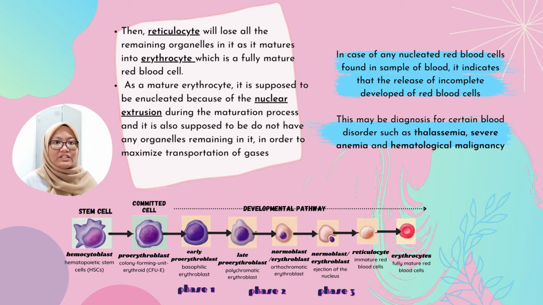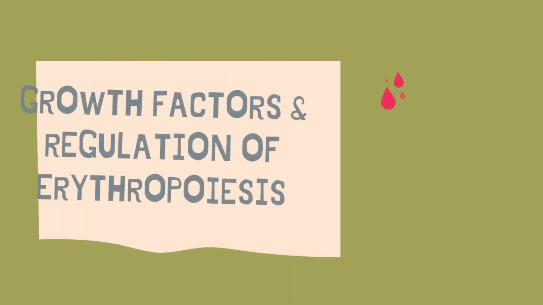However, if any nucleated red blood cells are found in a blood sample, it indicates the release of incomplete development of red blood cells. So this may be a diagnosis for certain blood disorders such as thalassemia, severe anemia, and hematological malignancy. So the last step is the erythrocyte, which does not have any nucleus, does not have any organelles in it. So yes, that's it.